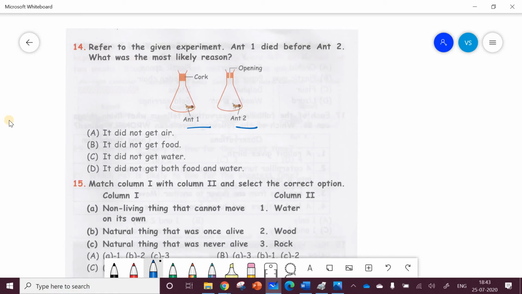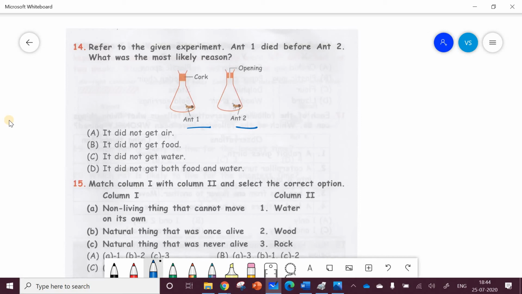Ant 1 died before ant 2. Can you tell me any reason? Can you see something special? Ant 1 died. I know that one. So you don't know? Can you think of something? Why do you think ant 1 died before ant 2? It did not get air.